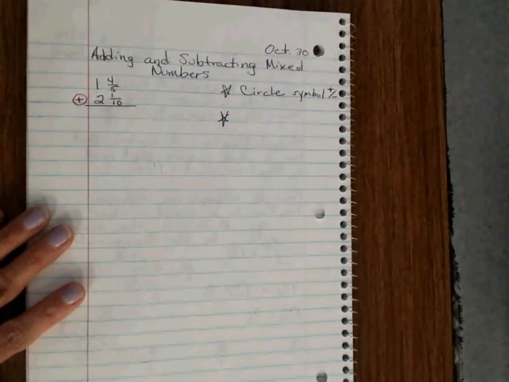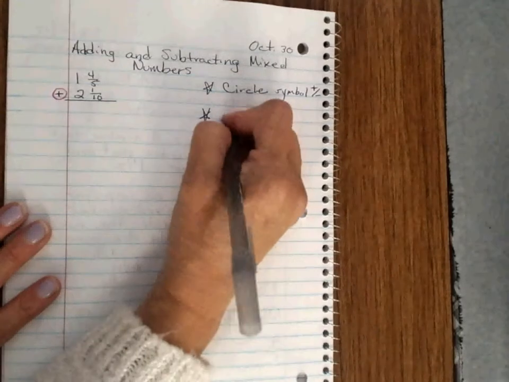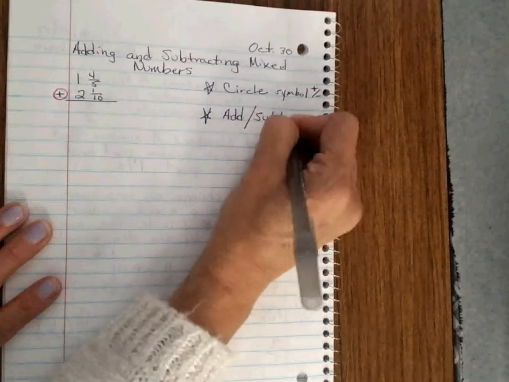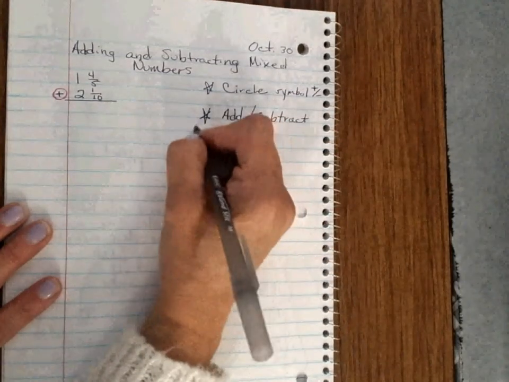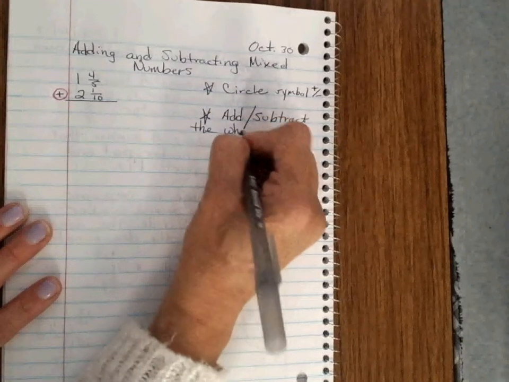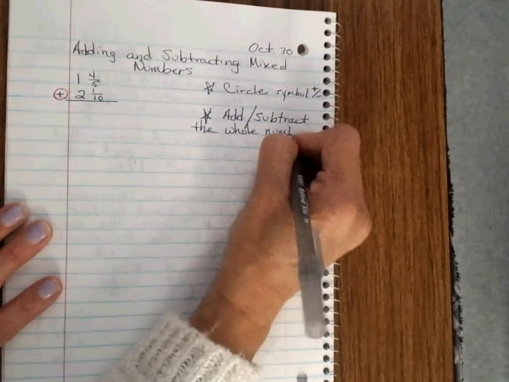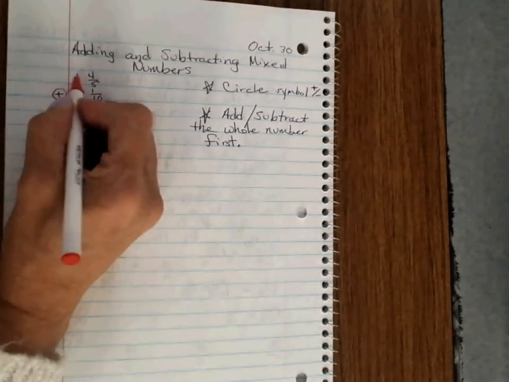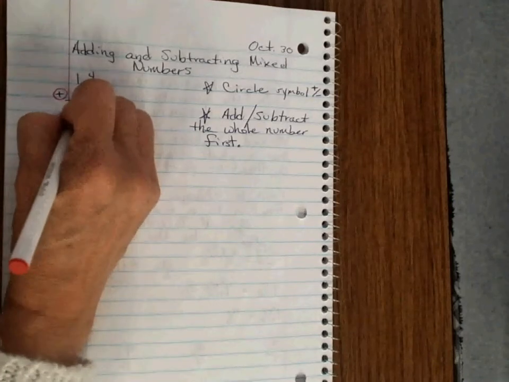Okay, step 2. We're going to either add or subtract, depends on what our sign is, the whole number first. So that means I'm going to add 2 plus 1 first. 2 plus 1, 3.